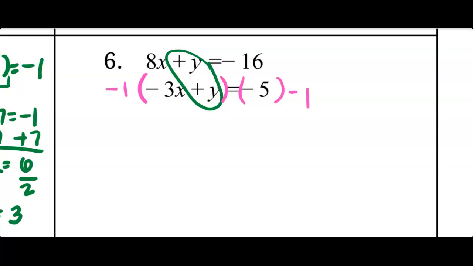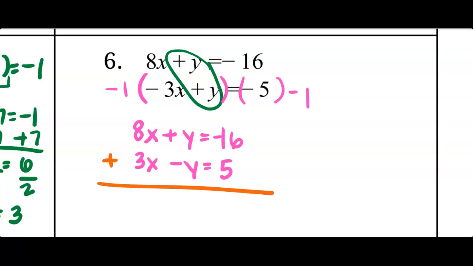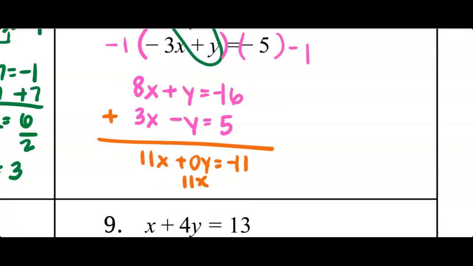Remember, you can do anything you want to an equation as long as you do it to the entire equation. So when I do that, I get positive 3x minus y equals positive 5. This creates my opposite pair, so I can add my two equations together and get that 0y that I want. I can now jump down and say that 11x is equal to -11. My last step is to divide by 11, which gives me that x is equal to -1.